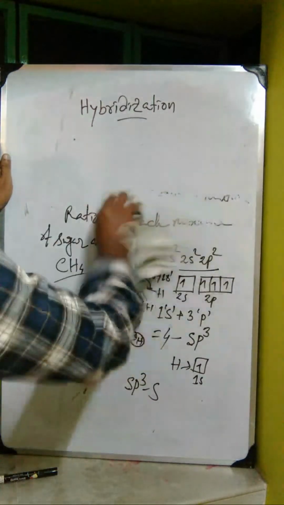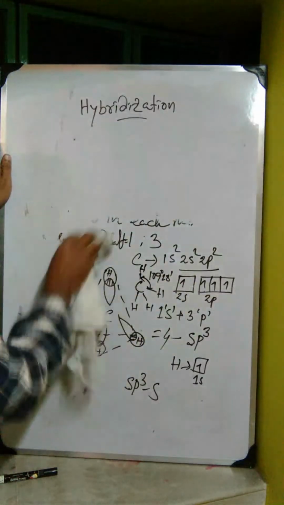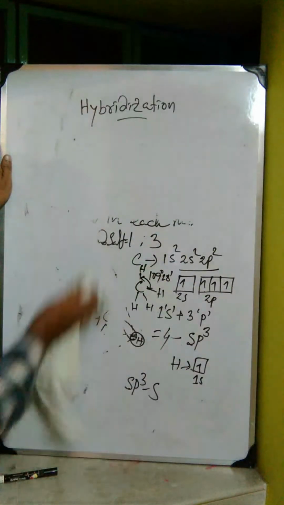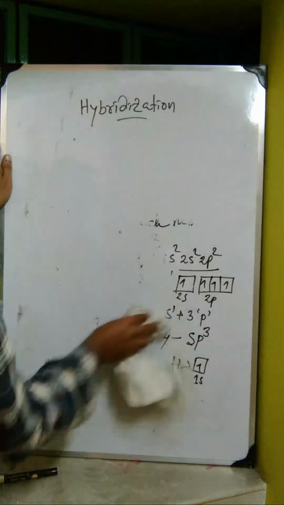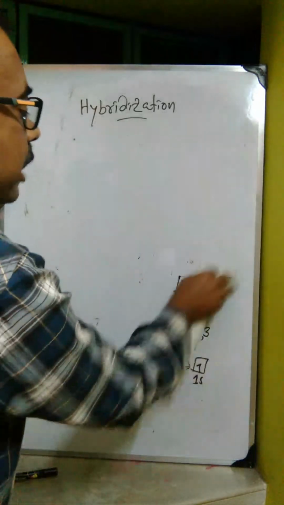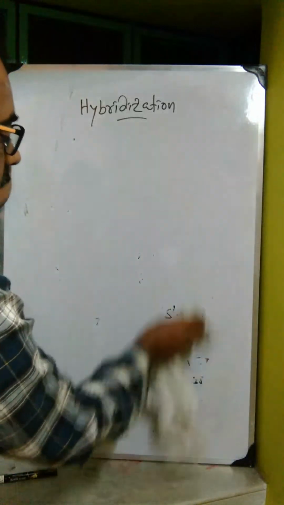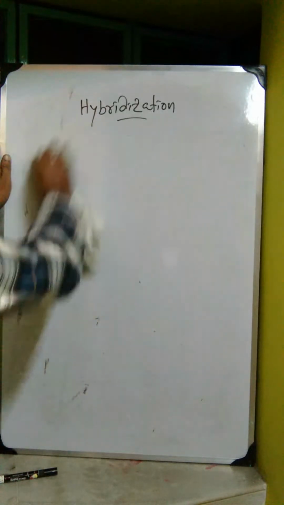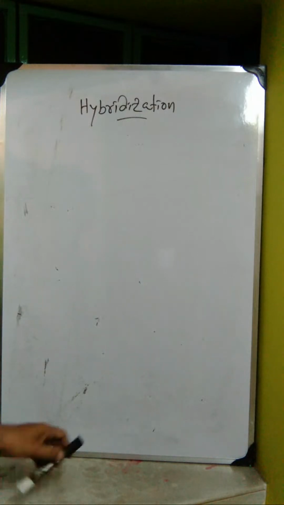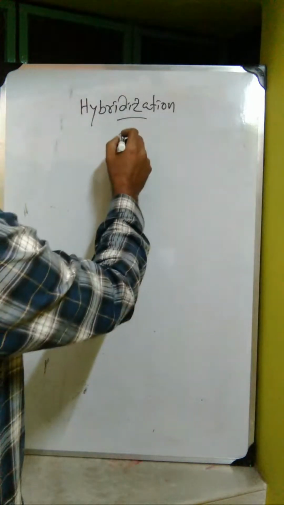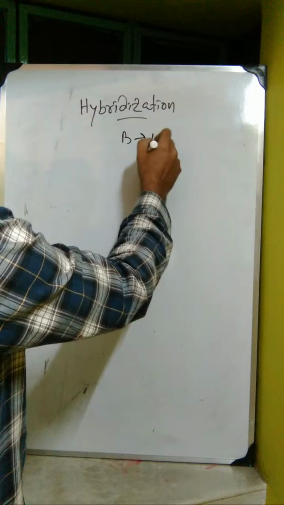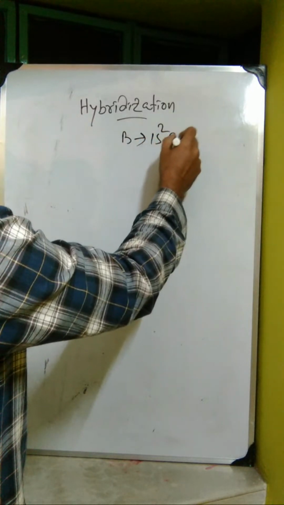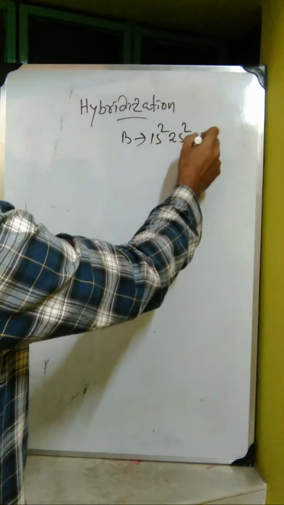Now let's see how boron trifluoride, or BF3, is formed. Okay, now boron, what is the atomic number of boron? Hydrogen, helium, lithium, beryllium, then comes boron. So the atomic number of boron is 5. So its electronic configuration must be 1s2, 2s2 and 2p1.